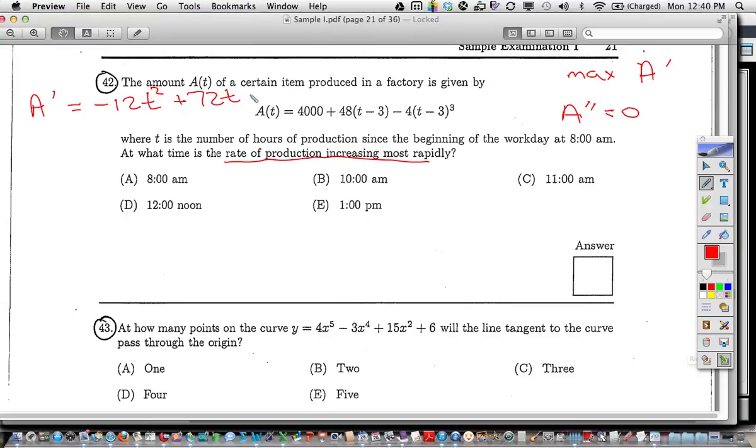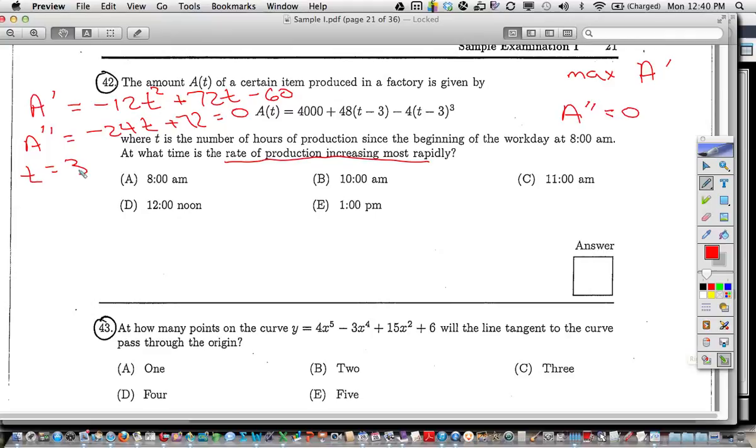I'll use T's, but was that minus 60? And then we need A double prime, which would be negative 24T plus 72. And what we just decided is where A prime is a max is where A double prime is 0. So we're going to set that equal to 0 to solve it, and we get T equals 3.